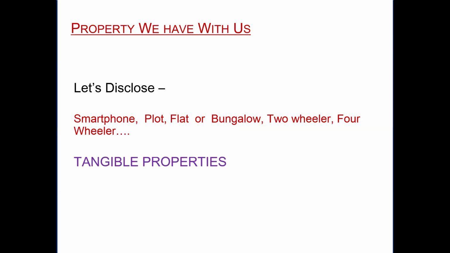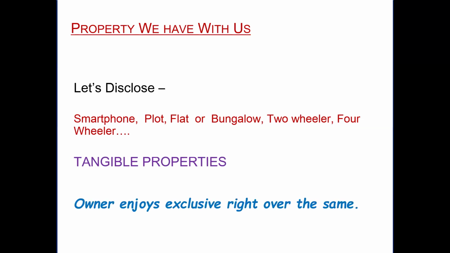We enjoy the ownership of this property, and we must remember that all such properties are tangible properties. Tangible means we can touch them. Very simply, we can touch them. They have a physical existence. These are all tangible properties. Remember that as an owner, whenever we have some such property with us, we enjoy the exclusive right over the same. See, this is a legal terminology, exclusive right.